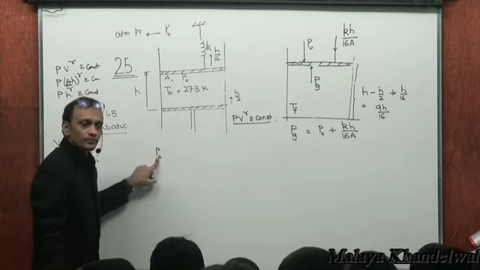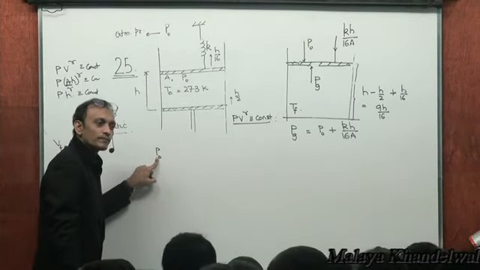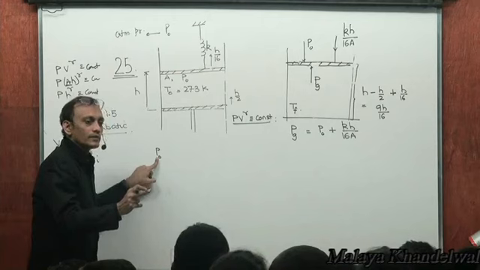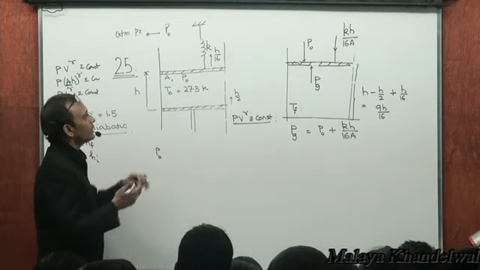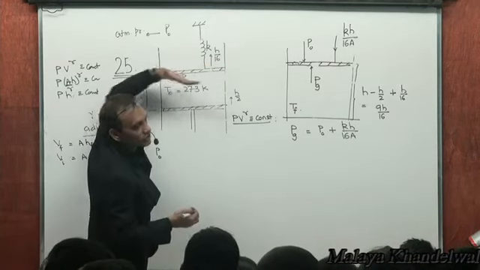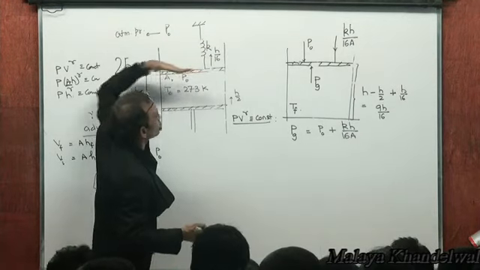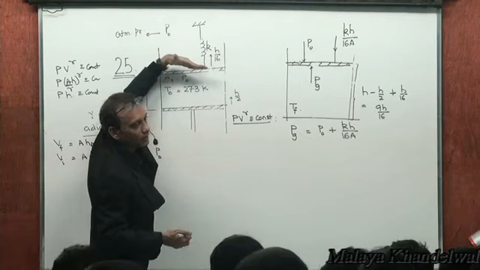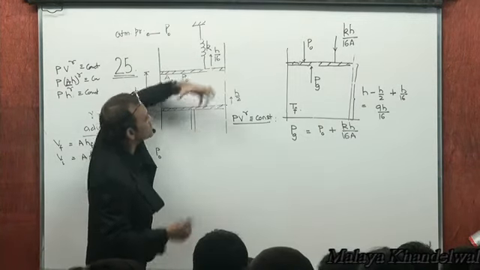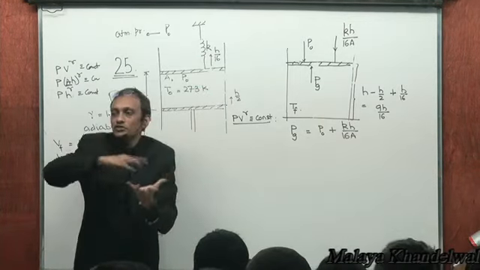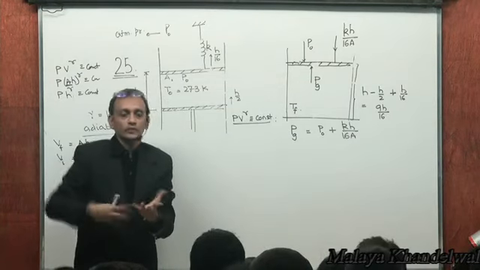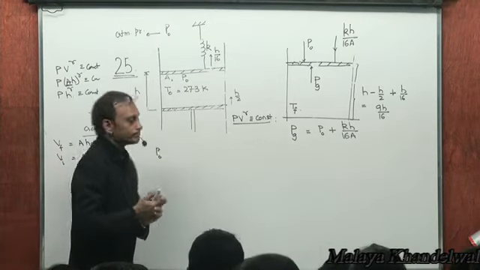Confused? Tell me. A is the area of cross section of the cylinder. This kh by 16 acts over an area A. It's a cylindrical portion, so the area of cross section is the same, pi r squared.